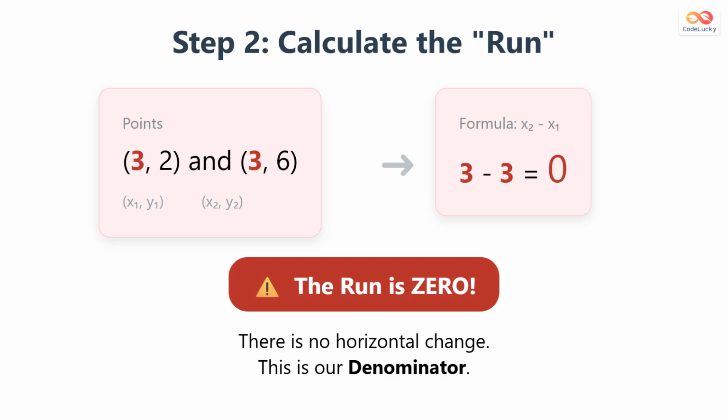Now for the bottom part, the run, we subtract the x values. 3 minus 3 equals 0. This is the critical moment. Because the line does not move left or right, there is 0 horizontal change. Our denominator is 0.